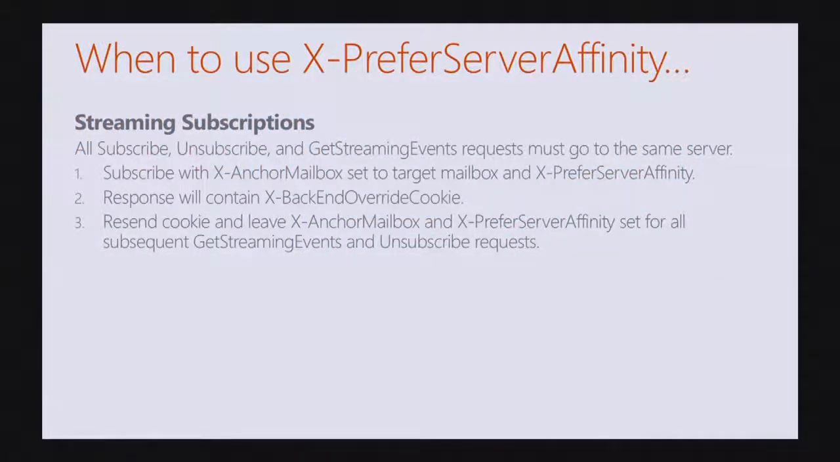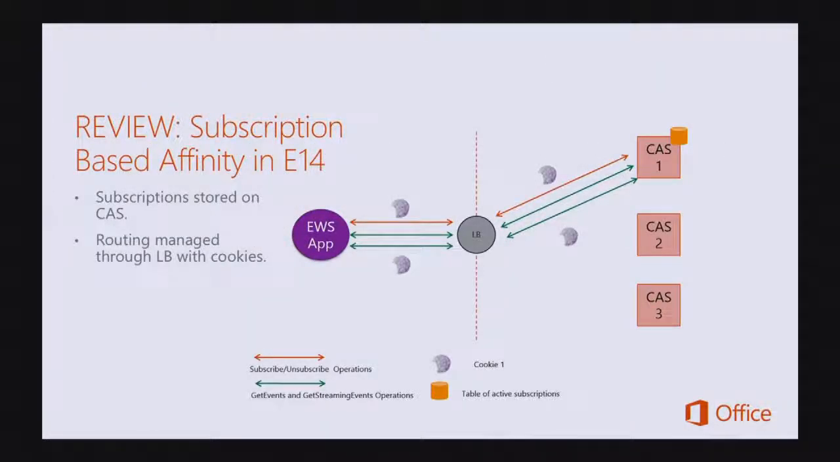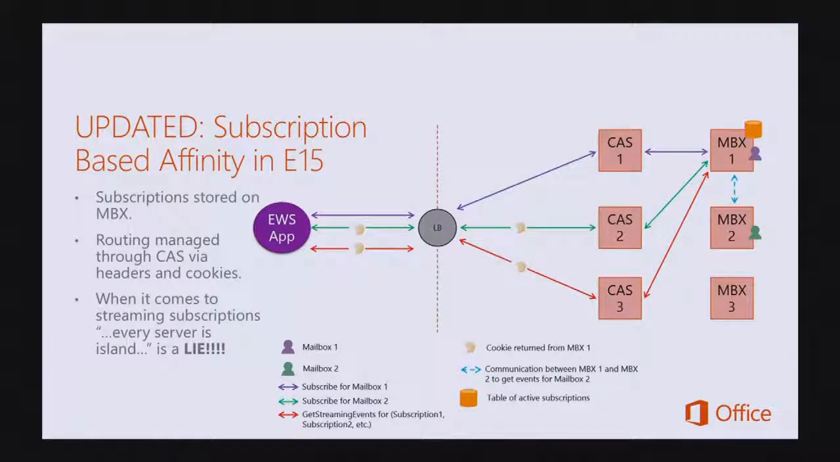In Wave 15, this is different. My subscription table is now on the back-end mailbox server. I've got multiple subscriptions that I'm creating here. So the purple line is my initial subscription. The green line is another subscription. And then I do a single get events call across multiple mailboxes to get events from all these subscriptions I create.